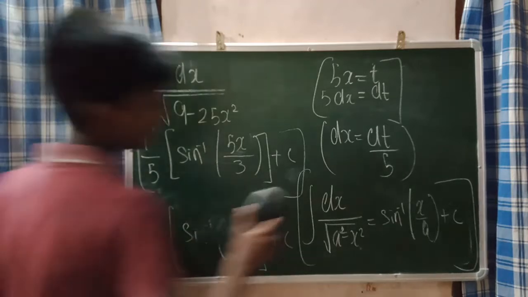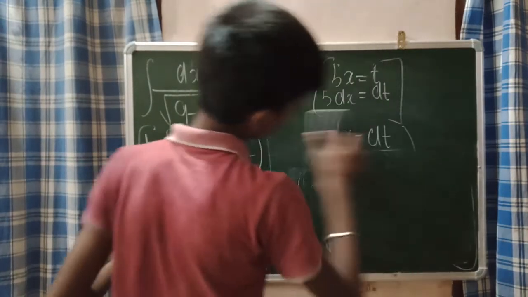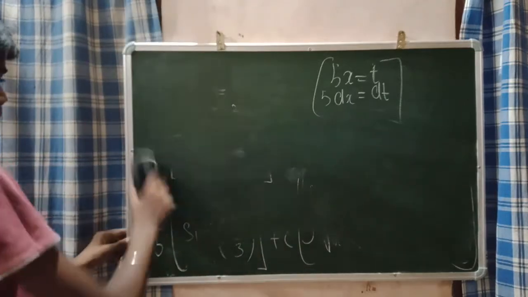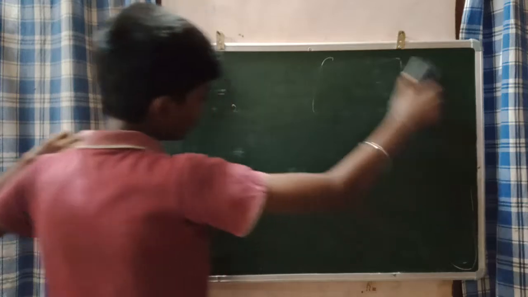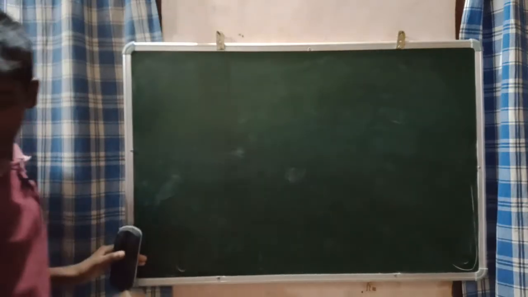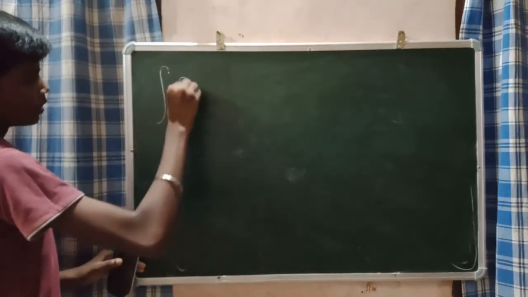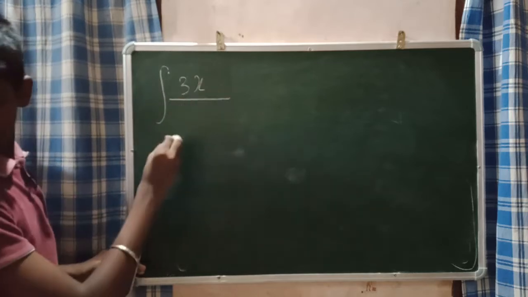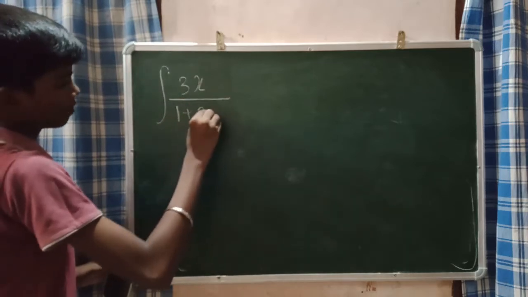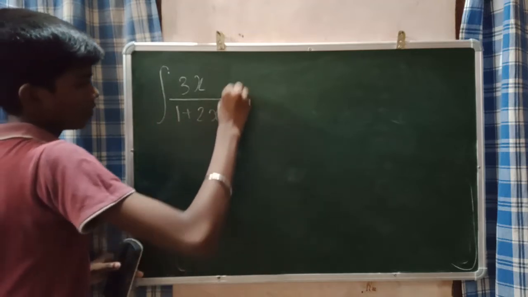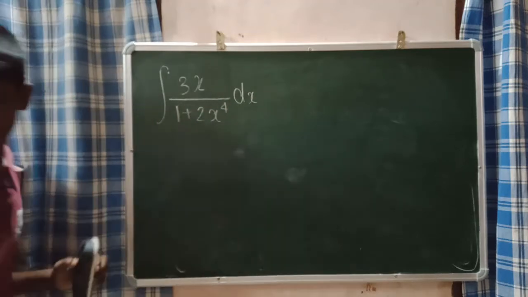Now let us move on to the fifth question. The fifth one is integral of 3x divided by 1 plus 2 into x power 4 of dx. I think this is the question.